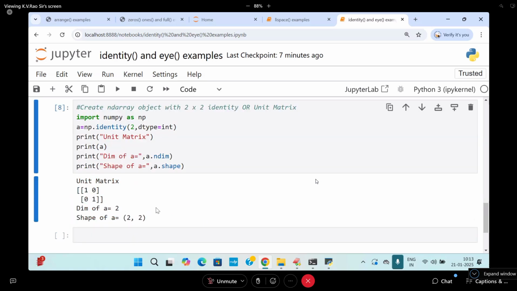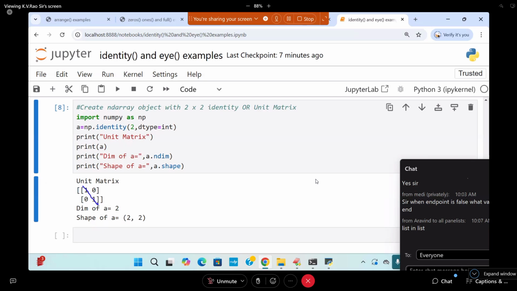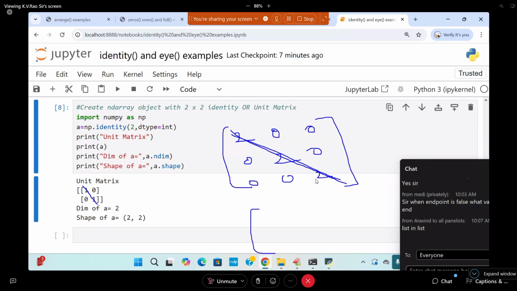The principal diagonal, the main diagonal, is called what? 1 only now. So don't think, as some people try to say, 2 0 0, 0 2 0, 0 0 2. Some people say the principal diagonal elements are the same. What same? Their product must be 1 only. Is the product 1 now? The product is different, so this is not a unit matrix.